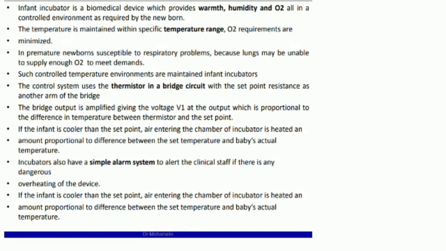Sometimes, if the temperature goes beyond a threshold value, it can cause immense problems to the small baby placed inside, and it can be dangerous. So we will have an alarm system as well, just to monitor the overheating of the device. If the infant is cooler than the set point, then the air entering the chamber of the incubator is heated, as I mentioned earlier.